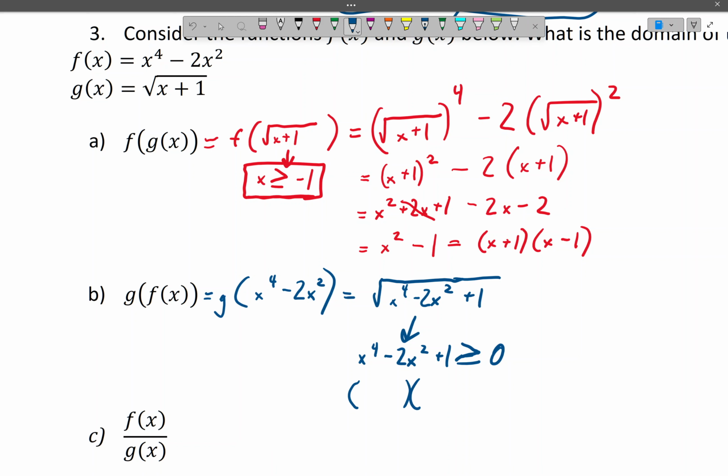Well, let's restrict it and see what happens. So this is going to be x squared minus 1 minus 1.